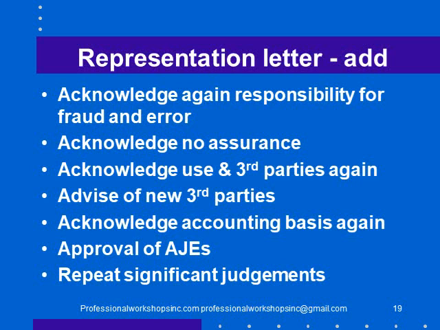So I would add, again, it's got to be in the engagement letter, but I would again get management to say, we understand that we're responsible for fraud and error, you're not. Acknowledge again that we're not giving any assurance. Acknowledge again the use and third parties, what our intended use is and any third parties. Advise of any new third parties, and promise again to advise us if any come up after they've signed the letter. Acknowledge the accounting basis again. Approve the journal entries, and repeat any significant judgments that they have made.